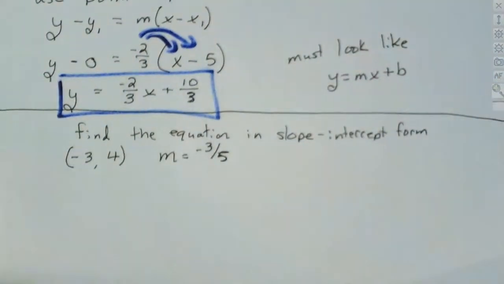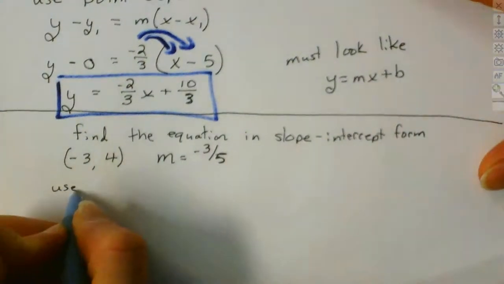We do have a fraction. Now, this one we're probably going to have to clear the fraction to be able to make it easier to solve for y. So first thing we do is we identify what we have. What do we have? Point and a slope. So we use the first page. Okay. Point slope formula is next. So that's what we're going to use.